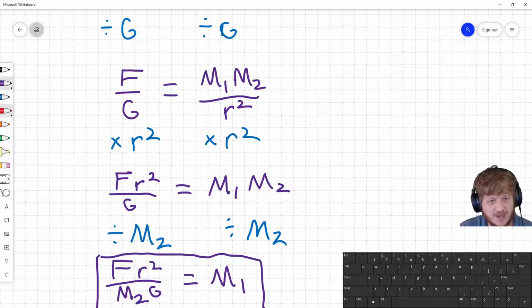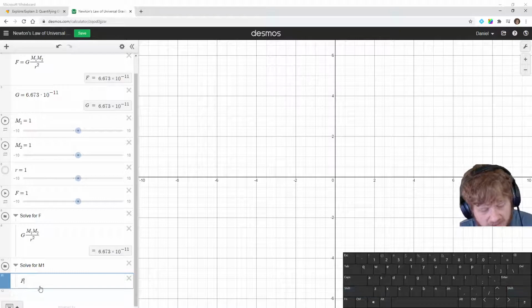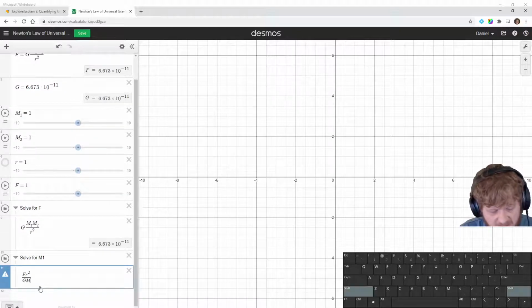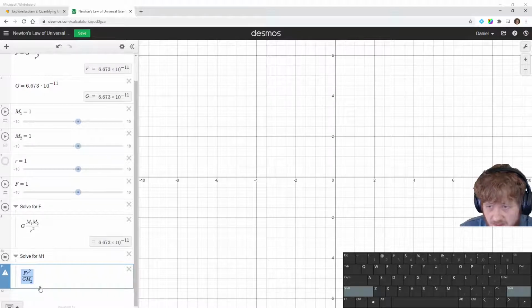So let's go back to our Desmos and let's put in that equation. So with it, we have F times r squared. So that's the shift r, and then I'll highlight all of this, do the division, and say g m, and then underscore 2. And so I'll copy that.